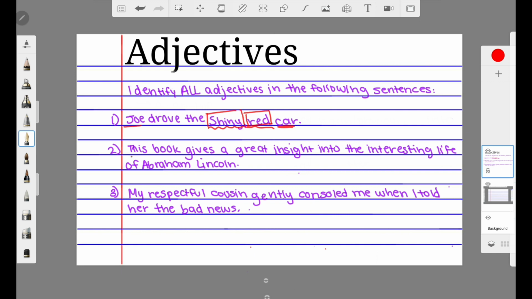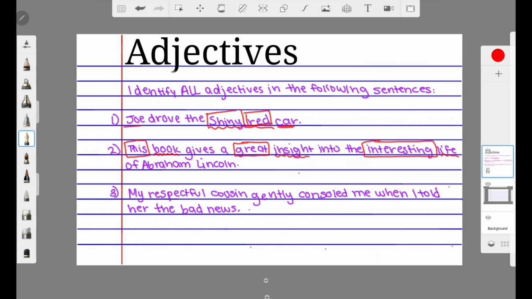Alright, now let's look at the second one. This book gives a great insight into the interesting life of Abraham Lincoln. So the first one is actually this, because it is modifying book. It's telling which book? This book. And then we have great, which is an adjective modifying insight. We have interesting, modifying life.